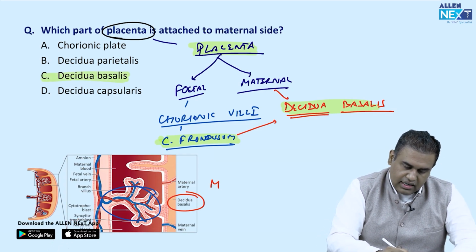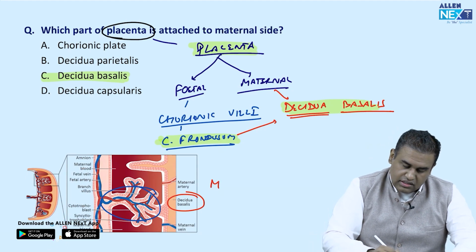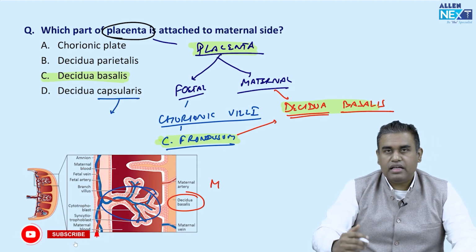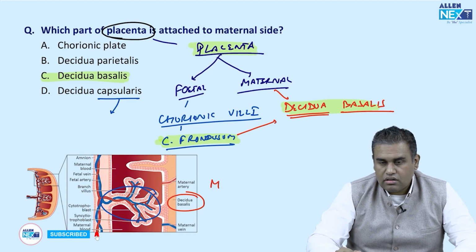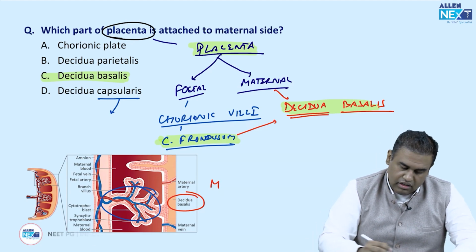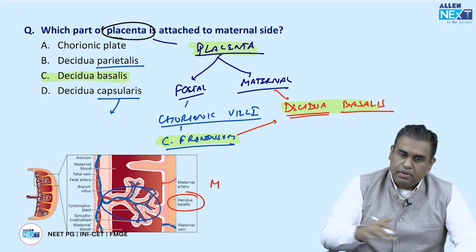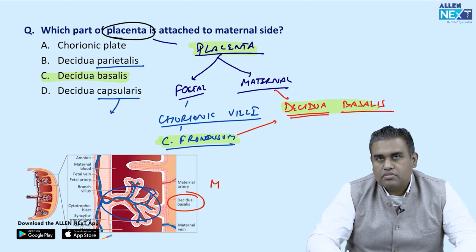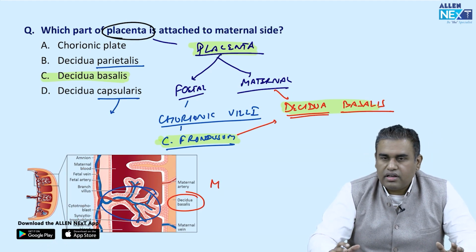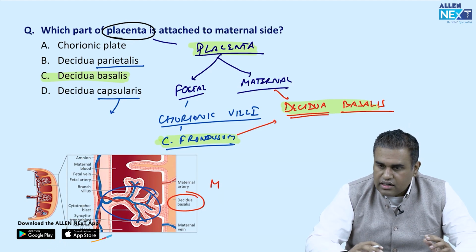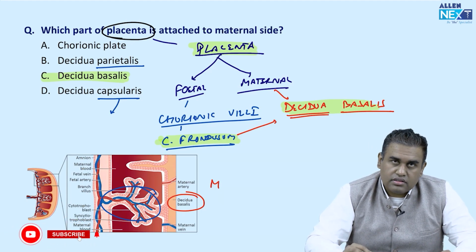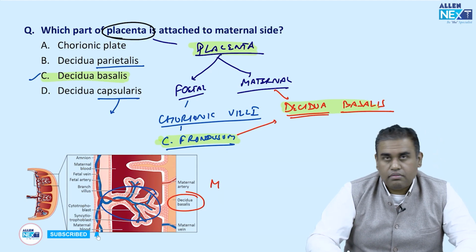Now, capsularis and parietalis are different. Capsularis is the other part which is in touch with the embryo, but not in touch with the chorion frondosum. While parietalis is all the other part of the uterus, the complete remainder except where the implantation is occurring. All the remaining uterus is decidua parietalis. The answer over here is decidua basalis.